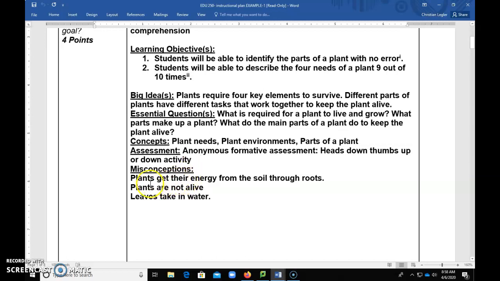Misconceptions are things that students may think is one way, but it's really another. So it's kind of like assumptions. They assume that plants are not alive, or leaves take in water, or plants get their energy from the soil through roots. Well, we know that plants get their energy from the sun and water and also carbon dioxide.